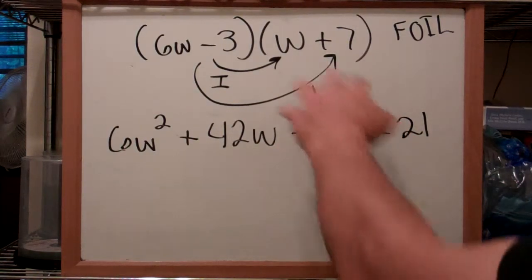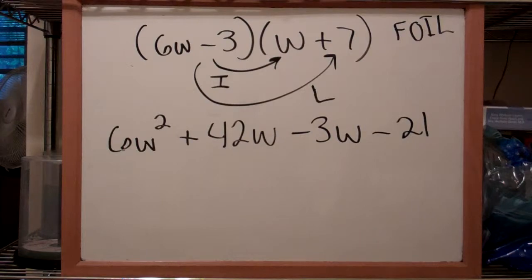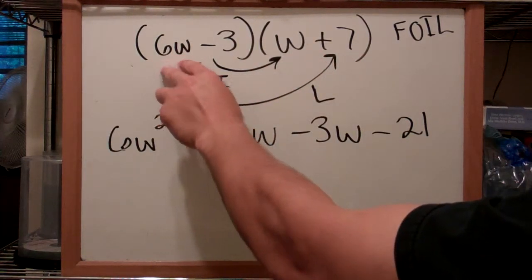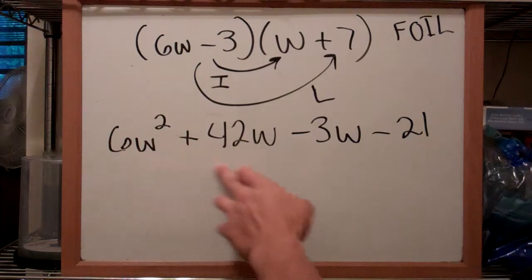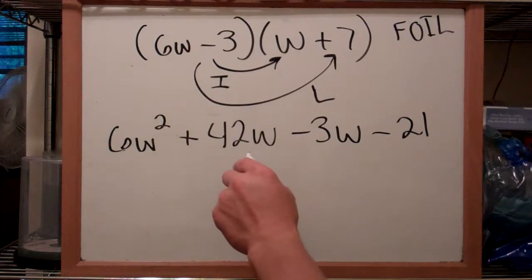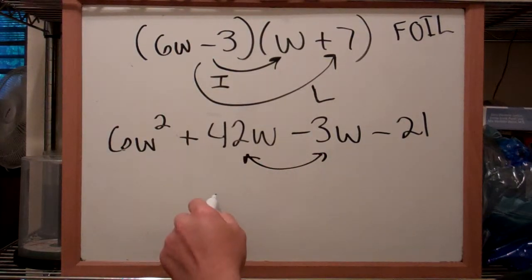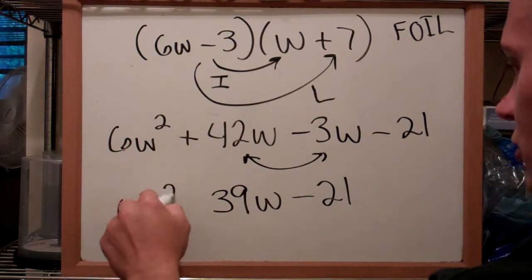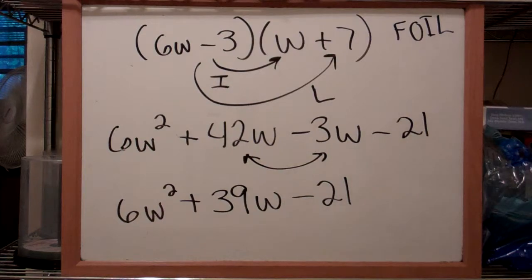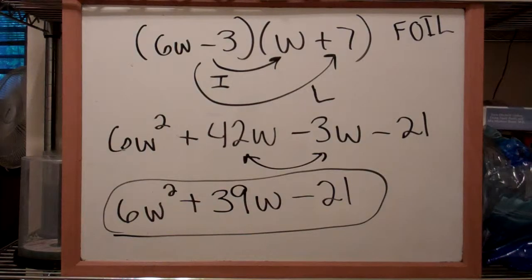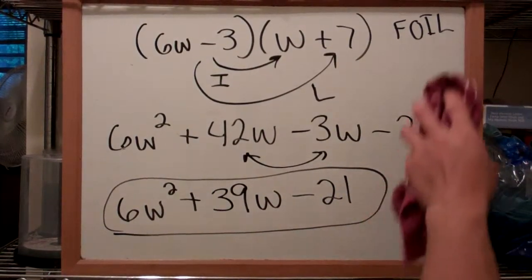Now that we've FOILed this, or in other words, we've really just used the distributive property twice. We used the distributive property with the negative 3 times these two, and then the 6w times these two. That's where we got 4 terms here. Now we can look to simplify further by combining the like terms, which are here and here, which will give us 39w minus 21. The other two terms just tag along with us. So this would be our simplified expression. And one more example.